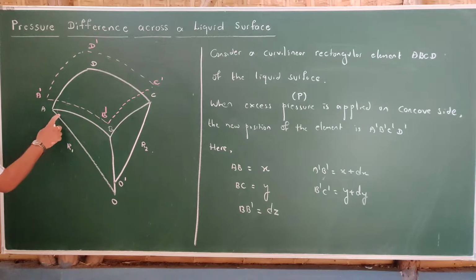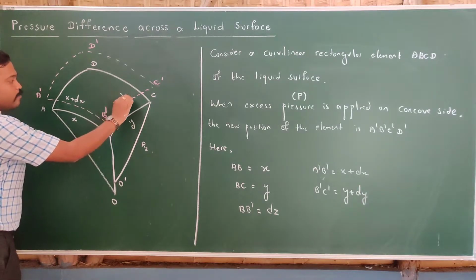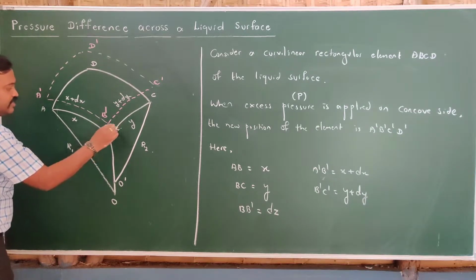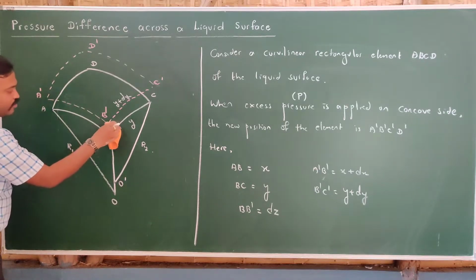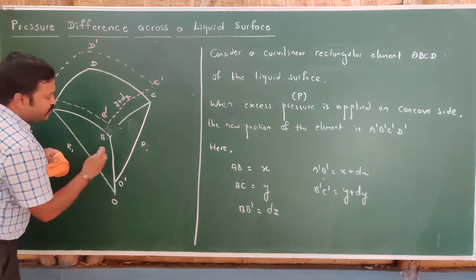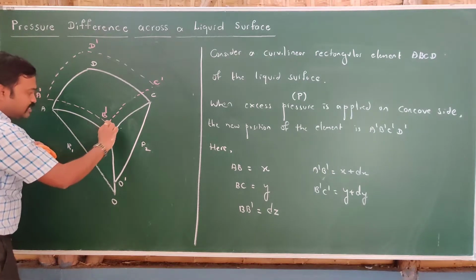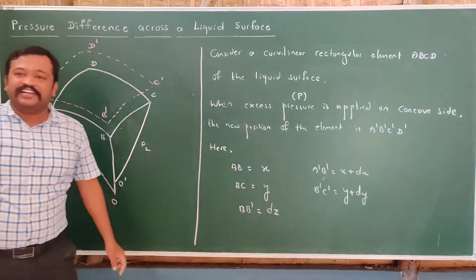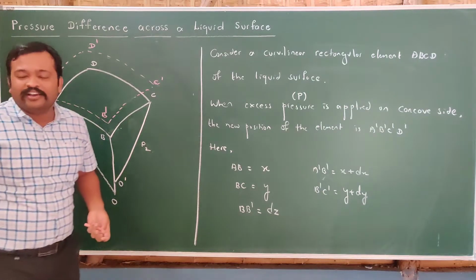Once again, AB is X and this is X plus dx. This is Y, and this is Y plus dy. And this is dz. Since the diagram becomes clumsy, let me not write all these things. So the increase in the upward direction, B dash, is dz. Now, knowing all this, let us go ahead with the derivation.